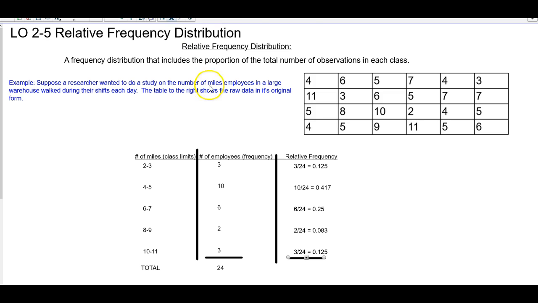And that's what that tells us, is that we have used 100% of our data. And that is how you do the relative frequency.